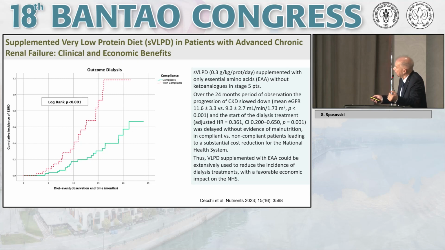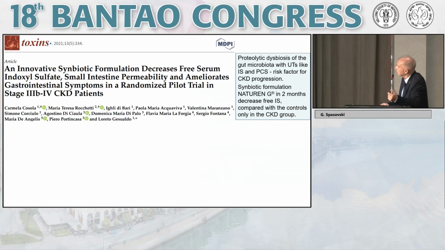So you see the compliant patients compared to non-compliant. Here is the risk for the outcome of dialysis. In non-compliant patients, the majority are going to initiate dialysis treatment. So it means that this very low protein diet supplemented with essential amino acids could be extensively used to reduce the incidence of dialysis treatment. And thus, of course, the health insurance fund will have lower budget needs for dialysis.